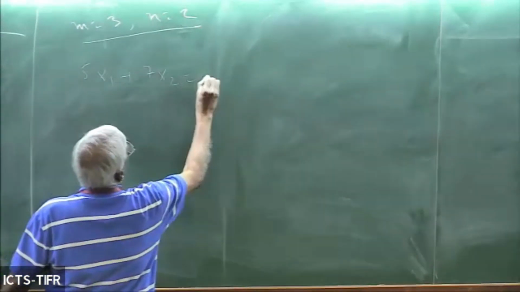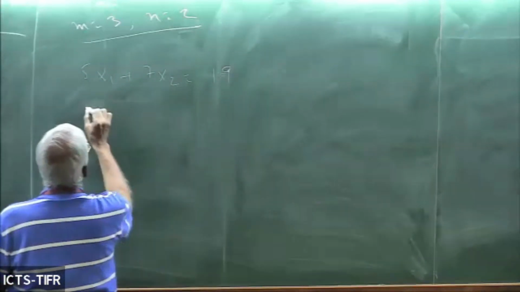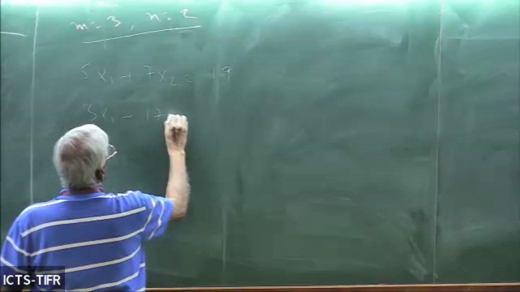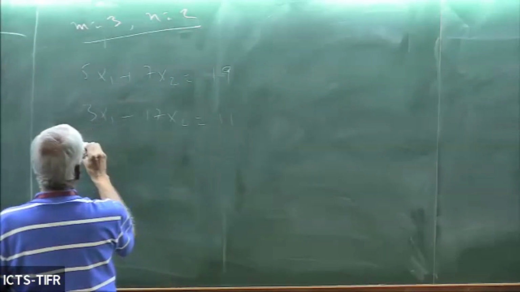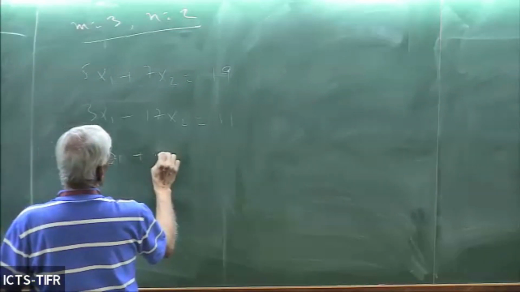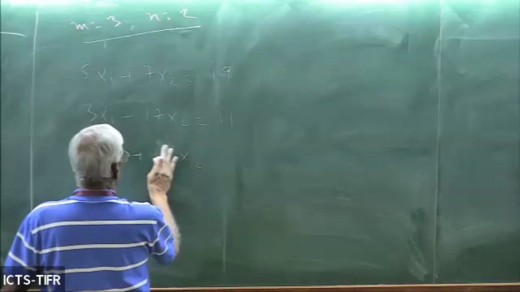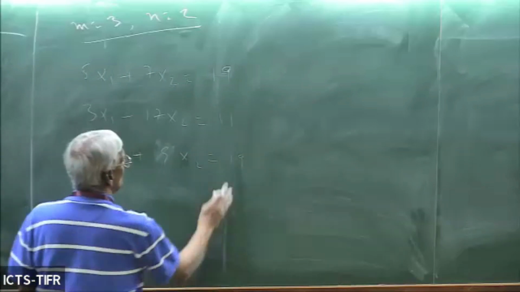So let's try to say M is 3, N is 2. 5x1 plus 7x2 is equal to 19. 3x1 minus 17x2 is equal to 11. 11x1, oh, I kept the same number, plus 9x2 is equal to 21. That's for the fun of it. Three equations and two unknowns.